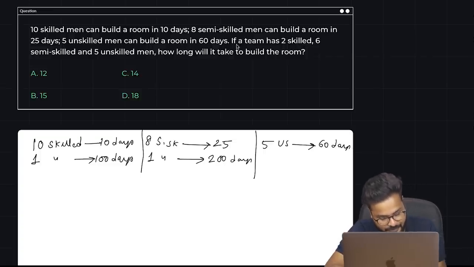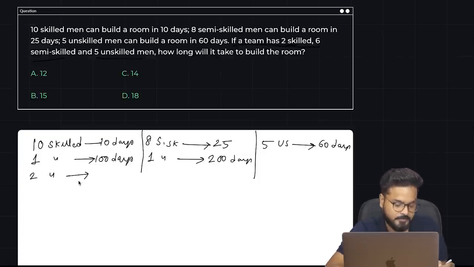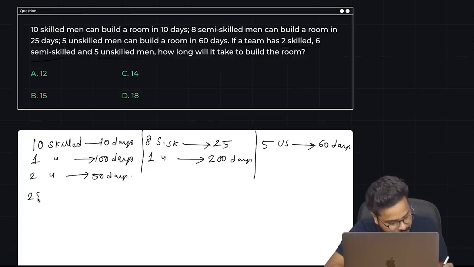What we are doing here is, if a team has 2 skilled, 6 semi-skilled and 5 unskilled men. So 2 skilled, right? So 1 skilled can build in 100 days. So 2 skilled can build it in what? So guys, the number of persons has increased, so the number of days would reduce, right? So 100 by 2, so 50 days. So guys, 2 skilled men's one day's work is what?